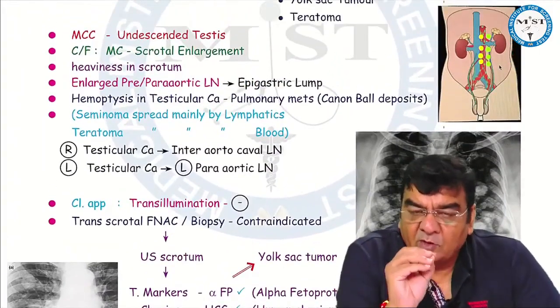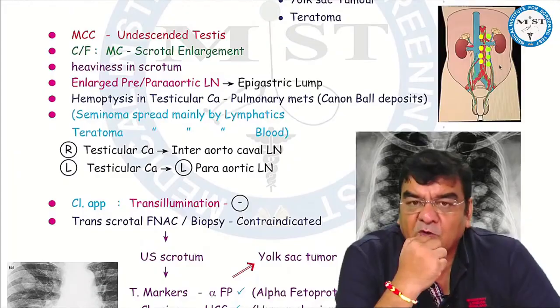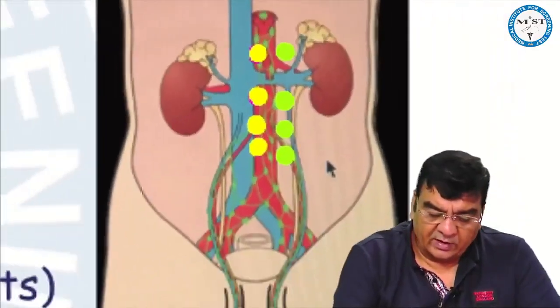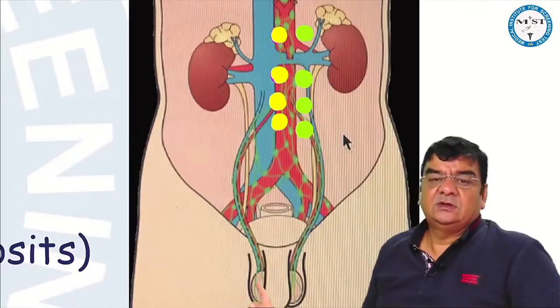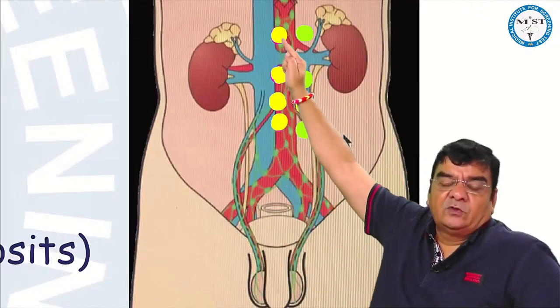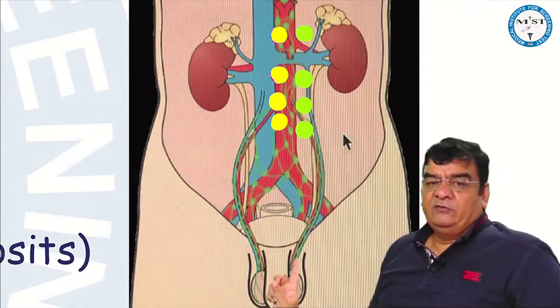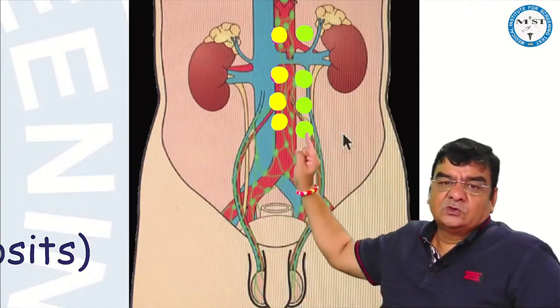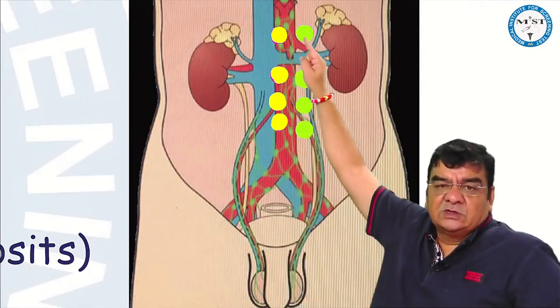Seminomas spread more commonly by lymphatics, teratomas spread more commonly by blood, so seminomas have better prognosis. Right testicular cancer generally goes to the interaortocaval lymph nodes, the yellow one, while left testicular cancers more often go to the left para-aortic lymph nodes, the green one.